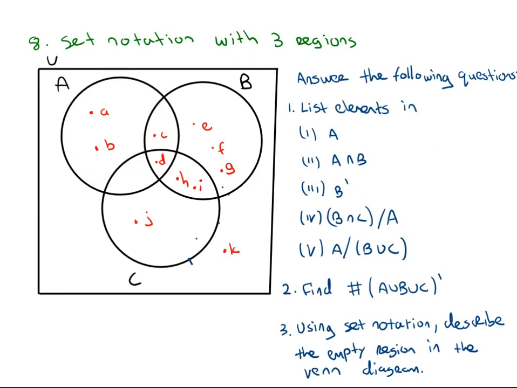Number 8, we're looking at set notation with 3 regions. So I've given an example there of the sets A, B, and C with elements placed in it. So when we're listing the elements, list the elements in A intersection B, B complement, B intersection C less A less B union C. Find the cardinal number of A union B union C complement. And then number 3, using set notation, describe the empty region in the Venn diagram. So pause the video now, try this, and I'll attach the solutions later on.